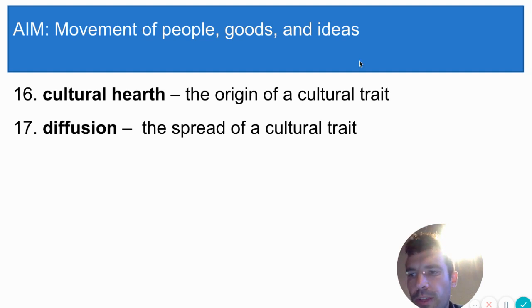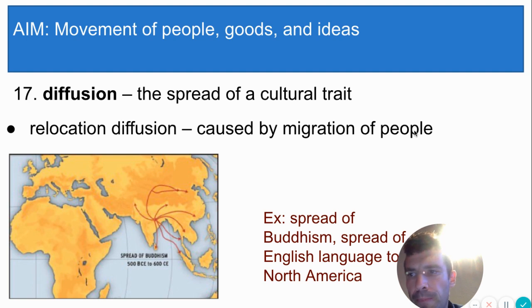There are two types of diffusion: relocation diffusion and expansion diffusion. And within expansion diffusion, we have three subcategories. Let's start with relocation diffusion. Relocation diffusion means that people literally get up and migrate away from the hearth, and they bring cultural traits with them to whatever new place they migrate to.